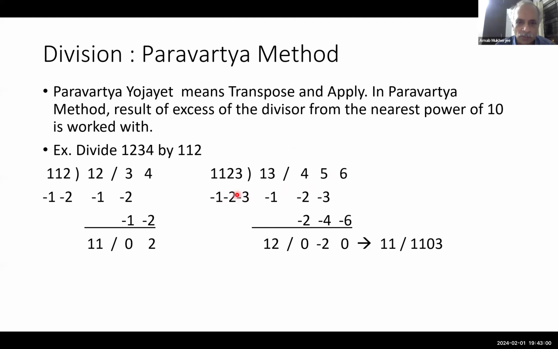So this into 1 becomes -1, -2, -3. And then 3 minus 1 is 2. 2 into -1, -2 is -2, -4, -6. 3 minus 2 minus 4 is minus, 6 minus 6 is 0. 5 minus 3 minus 4 is minus, and 4 minus 2 minus 2 is 0. So initially 12 becomes my quotient and minus 20 becomes a remainder.